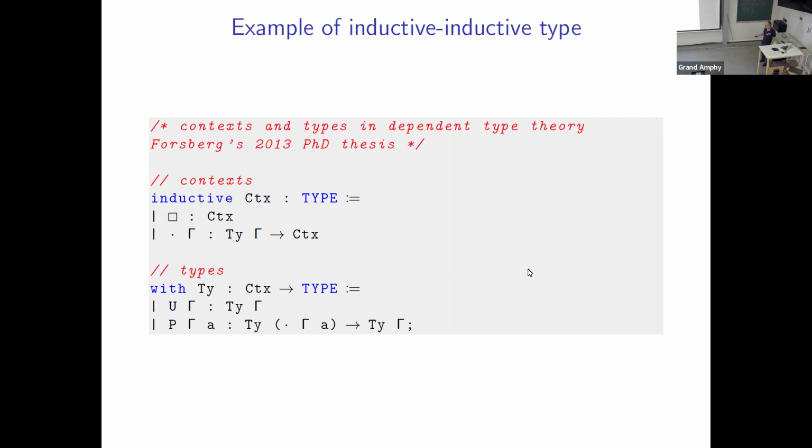So now types take as argument the context. So you have a constant, which is the universe, for your type system. It's a simple example here. And then you have a product. How to build a product?